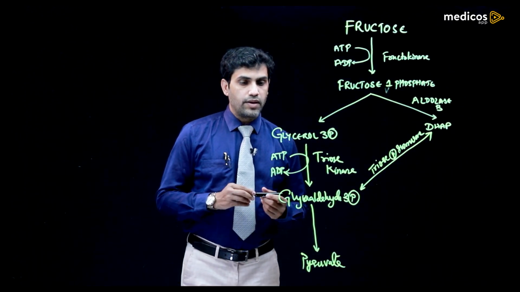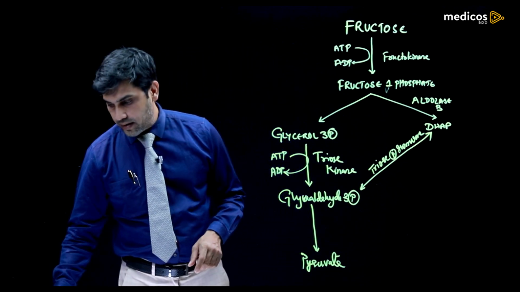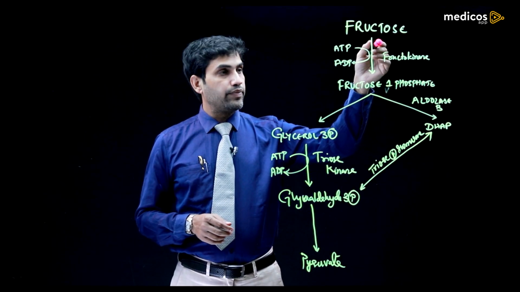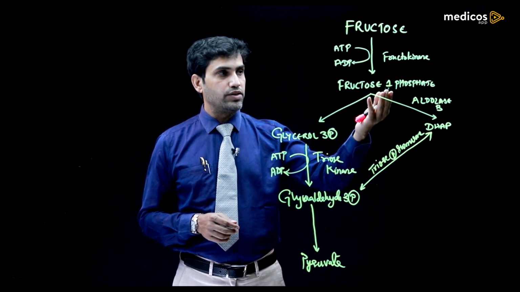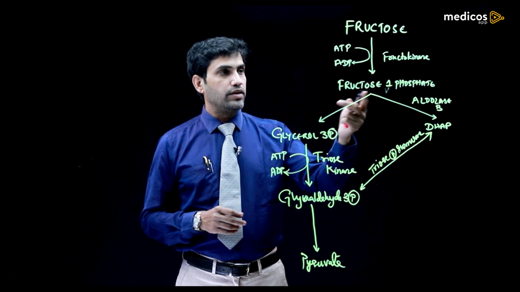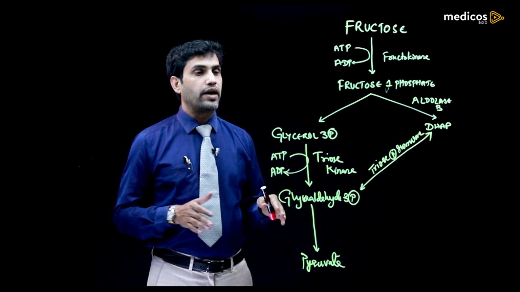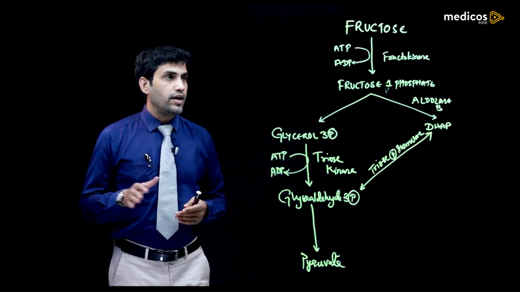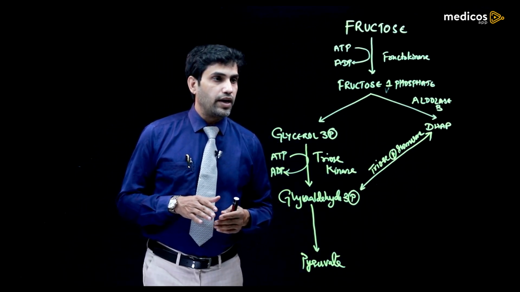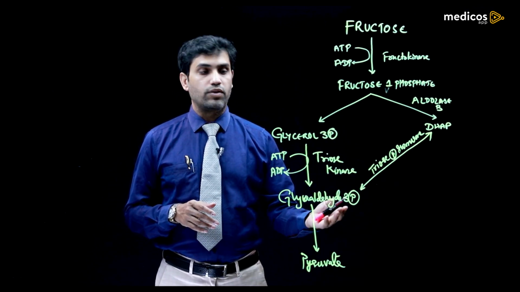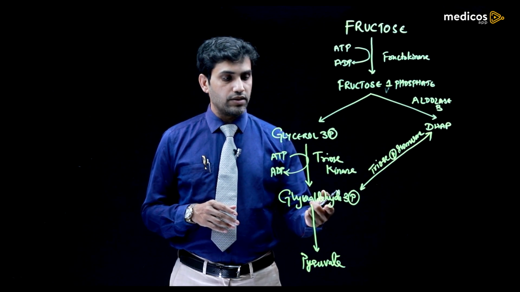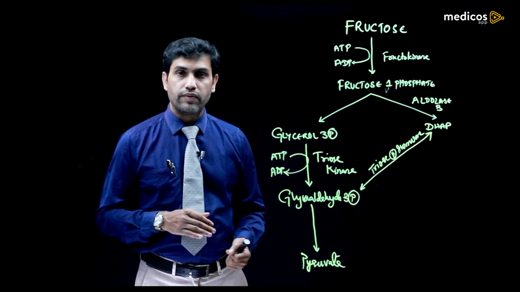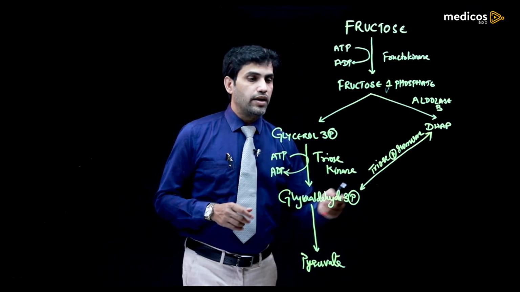All right. What has happened here? Fructose takes a phosphate from ATP in presence of fructokinase to form fructose 1-phosphate. This fructose 1-phosphate breaks down to dihydroxyacetone phosphate and glycerol 3-phosphate. Then this glycerol 3-phosphate forms glyceraldehyde 3-phosphate using triose kinase. This glyceraldehyde 3-phosphate will go into glycolysis.